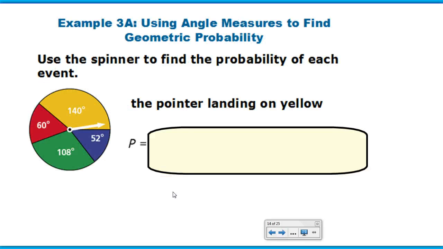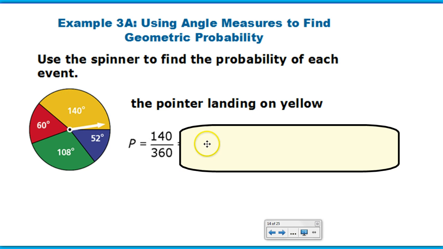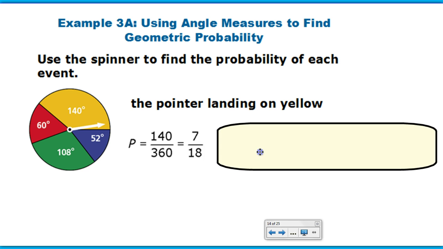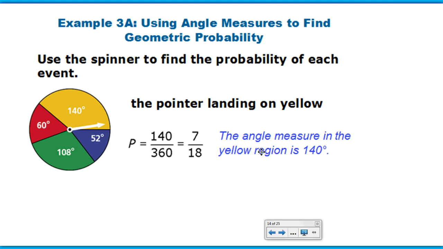Let's try a spinner problem using angle measures to find probability. So using the spinner, find the probability of the pointer landing on yellow. So we know the entire circle is how many degrees? That's right, 360. So the probability it will be on yellow is the 140 degrees out of the 360 total possible degrees, right? And then we go ahead and simplify, and we have 7 out of 18 times.